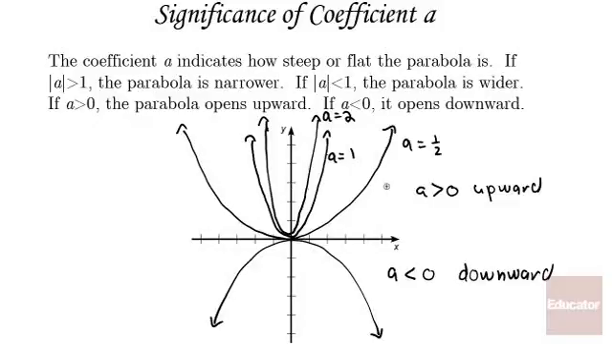So between what we just learned about h and k and the vertex and what we learned here about a, you can get a lot of information just by looking at the equation about the shape of the graph of the parabola before you've even found points beyond the vertex. Okay.